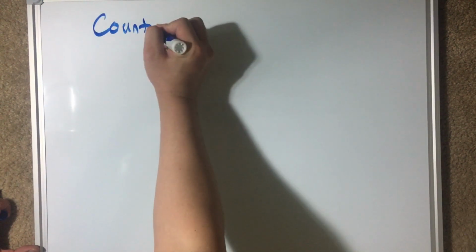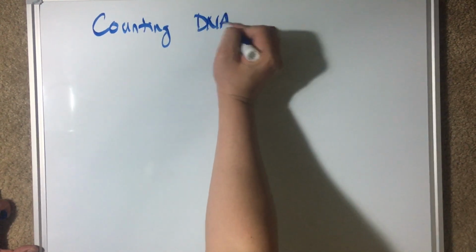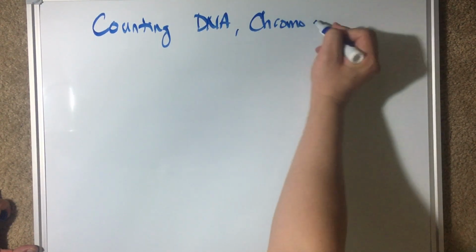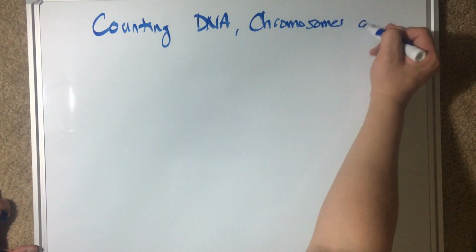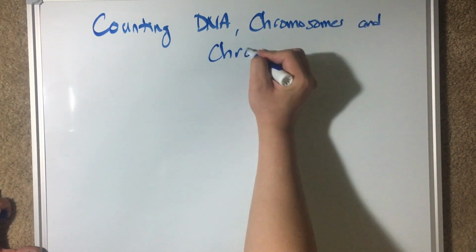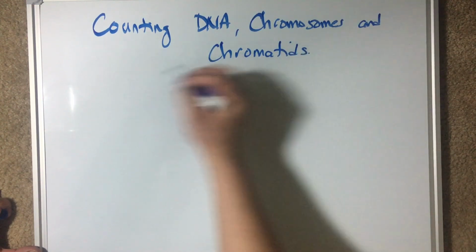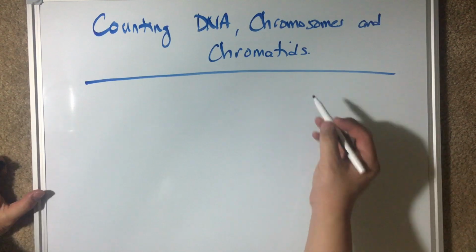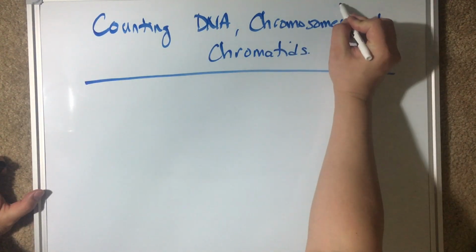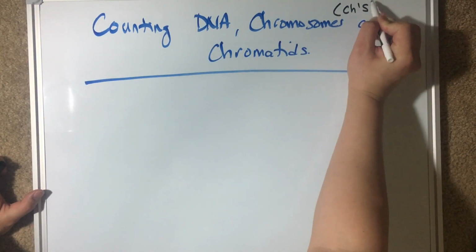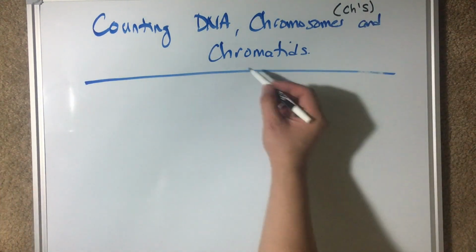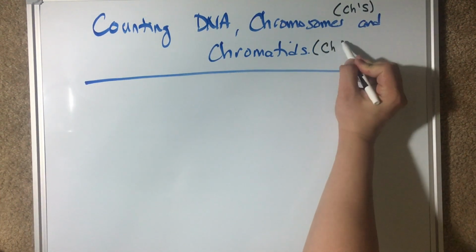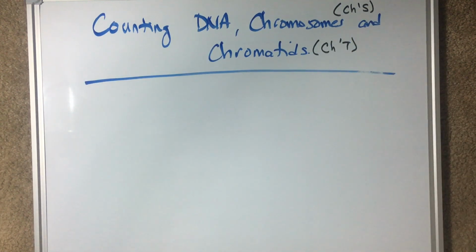Okay, so counting DNA, chromosomes and chromatids. Okay, first of all, I wanted to say that from this moment on, whenever I refer to chromosomes, I'm going to use the abbreviation CH'S. And whenever you see the words chromatids, I'm going to use the abbreviation CH'T, just to keep things short because spelling that word takes way too long.